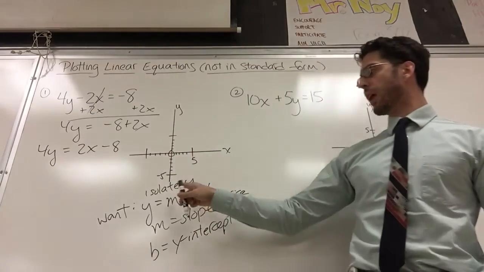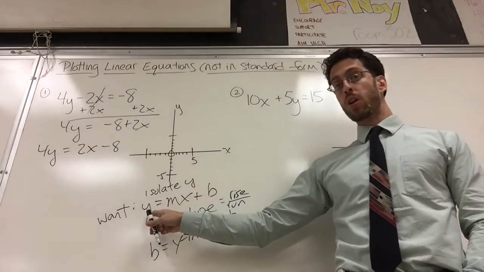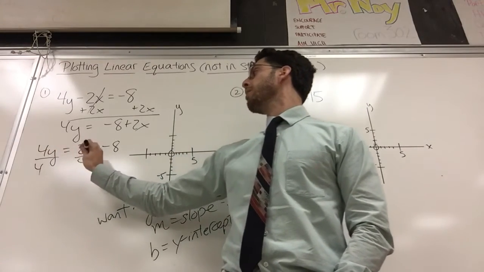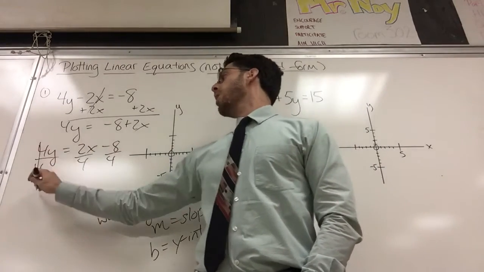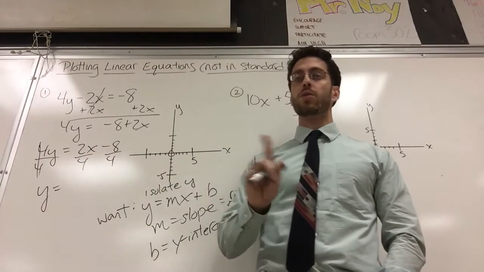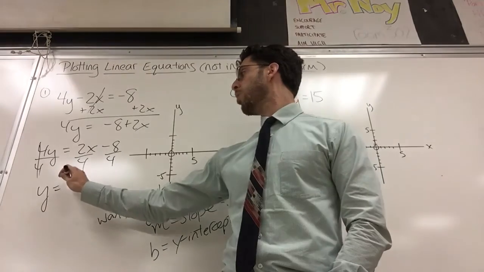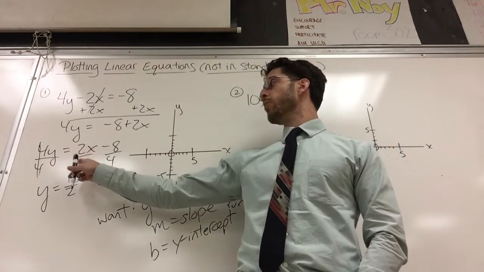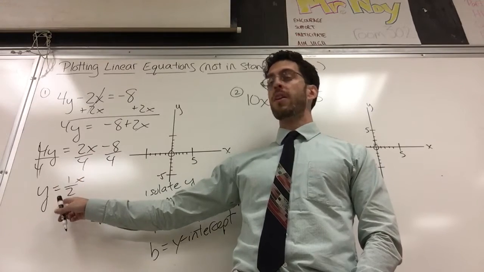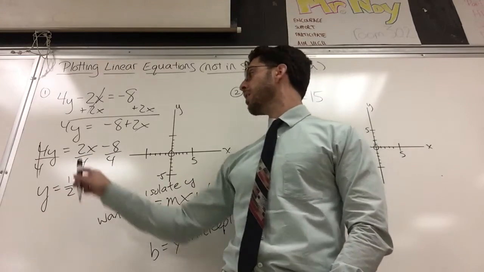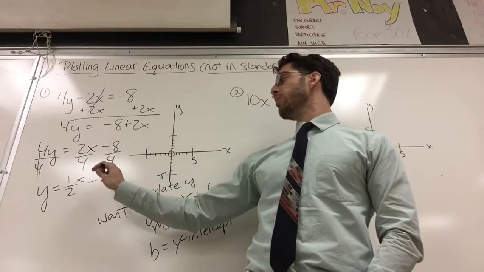Y is still not alone. I want to isolate y. Y has to be alone, meaning no coefficient. So now I divide by 4, divide by 4, divide by 4, and y is finally alone. And do you know what 2 divided by 4 is? It's not 2, it's 1/2. 1/2 x. 2 over 4 simplifies to 1/2. You could say it's 0.5. I don't want it as a decimal, and you'll see why. Negative 8 over 4 is negative 2.